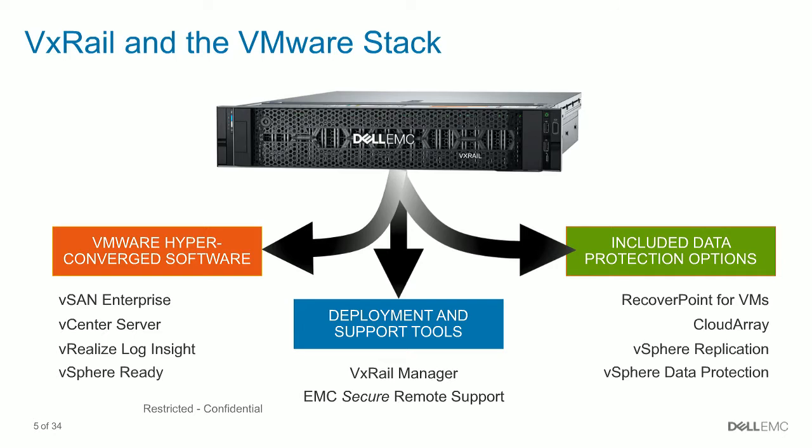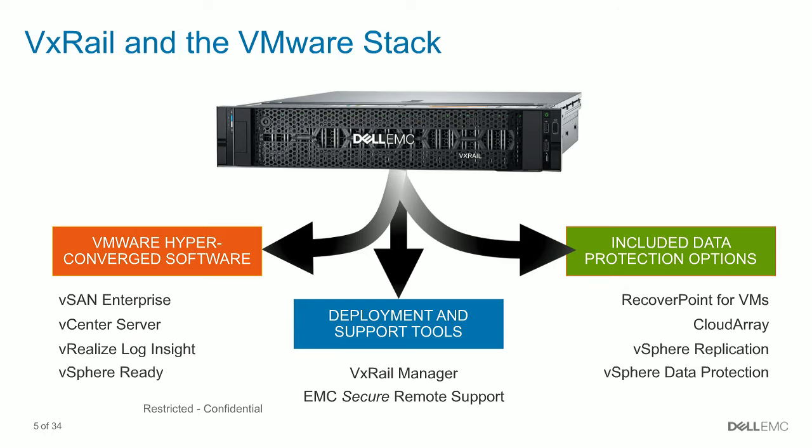So the VxRail and the VMware stack. We have three topics here with regards to the VxRail and VMware stack: our hyper-converged software, deployment and support tools, and what's the turnkey part of this appliance as well, which is the data protection options that come with this appliance that don't really come with any other product that's out there right now. So we have vCenter Enterprise, vCenter Server, vRealize Log Insight, and it's vSphere ready.